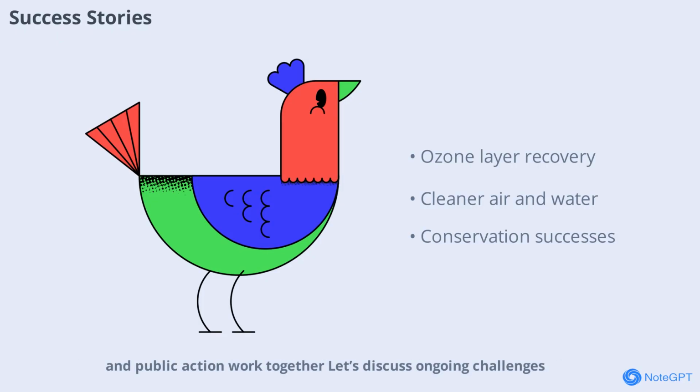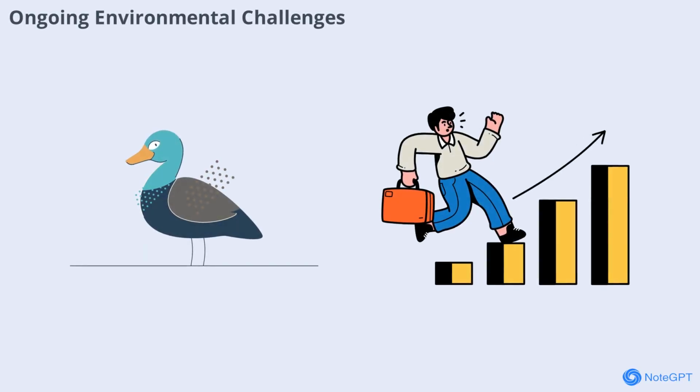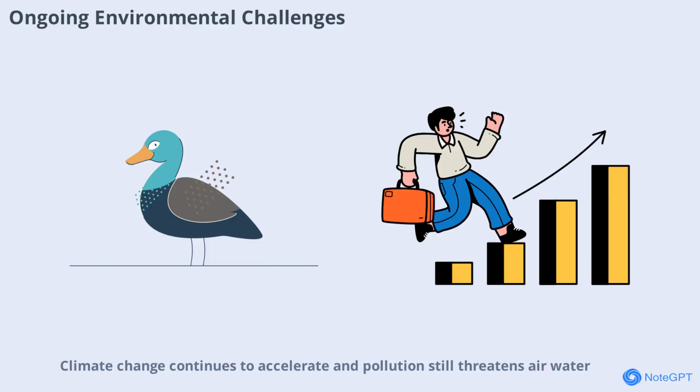Let's discuss ongoing challenges. Despite progress, many environmental challenges remain. Climate change continues to accelerate, and pollution still threatens air, water, and soil in many regions. Emerging contaminants such as microplastics and pharmaceuticals pose new risks. Addressing these issues requires ongoing research, innovation, and cooperation at all levels. Environmental chemistry will continue to play a crucial role in finding solutions.